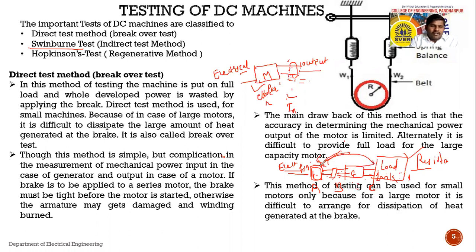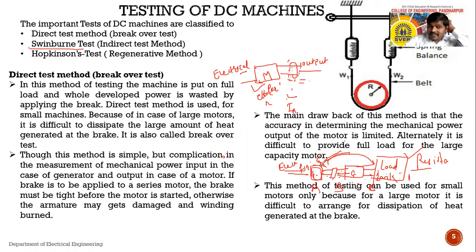That means we are not putting load directly on the output of the motor. We are giving the output of the motor to the generator. The generator generates some electricity, and this output of the generator is fed to some electrical load. That means we are indirectly testing the DC motor. So this is one type of indirect method of testing. And the last type of testing is the regenerative method of testing. In the regenerative method of testing, the Hopkinson test comes under it.